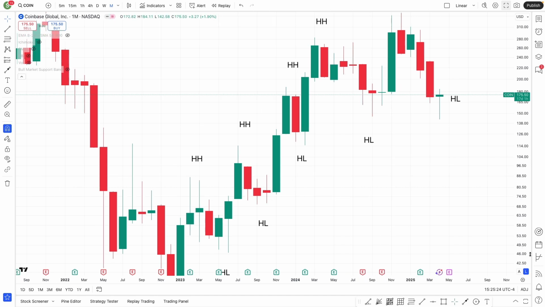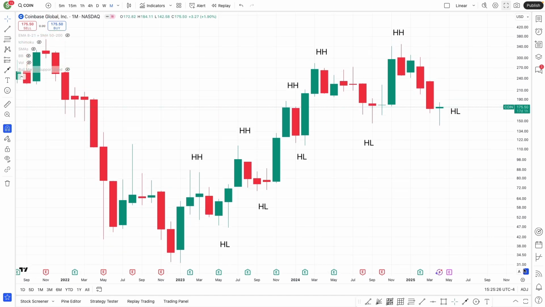So this particular chart that we're looking at here is a monthly chart. These candlesticks each represent one month. So it's a high time frame chart, and we can see here that COIN, from the end of 2023, is in a bullish uptrend.